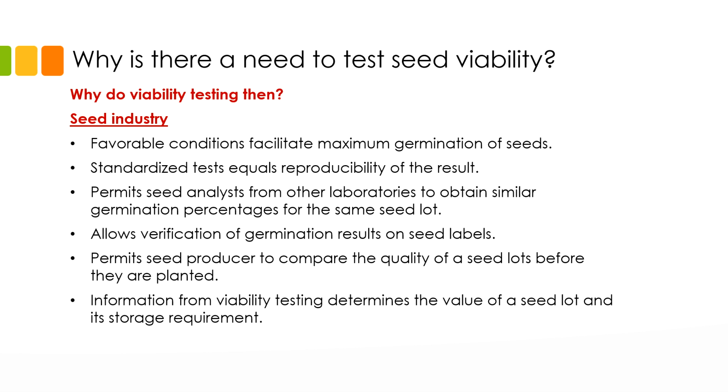This consistency also allows verification of germination results printed on seed labels, ensuring accuracy and transparency for buyers. For seed producers, viability testing makes it possible to compare the quality of different seed lots before planting decisions are made. Finally, the information gained from these tests helps determine both the economic value of a seed lot and the storage requirements to maintain its quality over time.